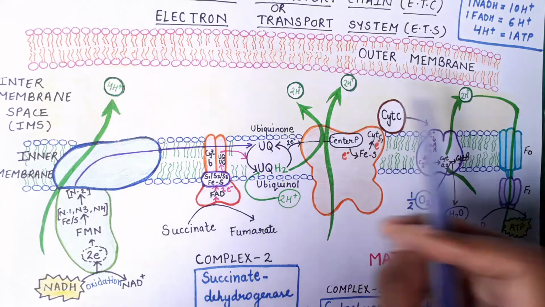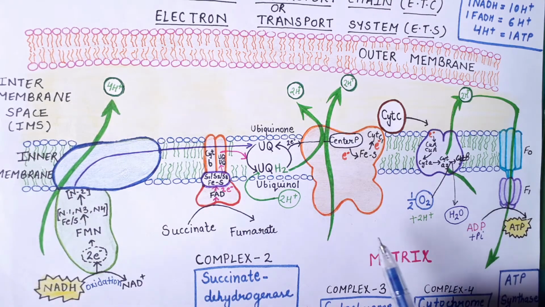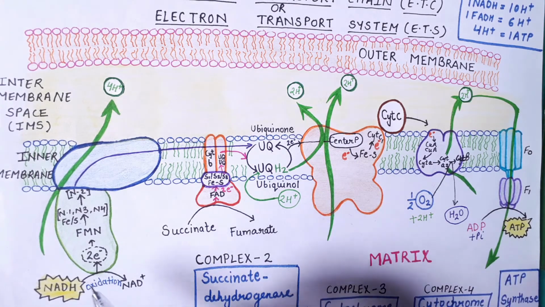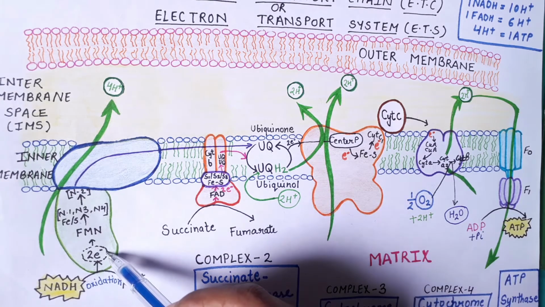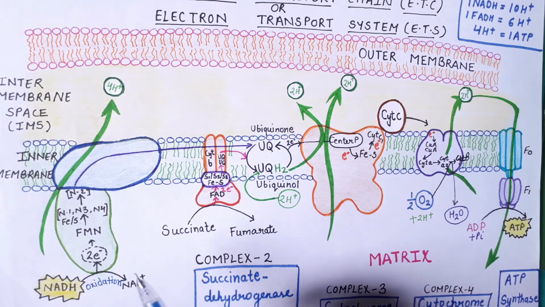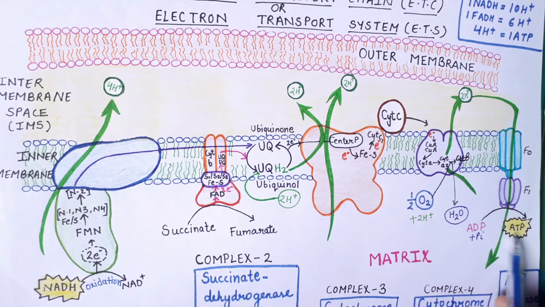So by the pumping of 10 protons, there will be formation of 2.5 ATP. So in this sense, we can calculate that 1 NADH molecule will give you 2.5 ATP, because it is NADH that is giving you electrons, which are transferred through the electron transfer chain, and there is pumping of protons. So NADH will ultimately give you 2.5 ATP that have been formed here by the ATP synthase complex.